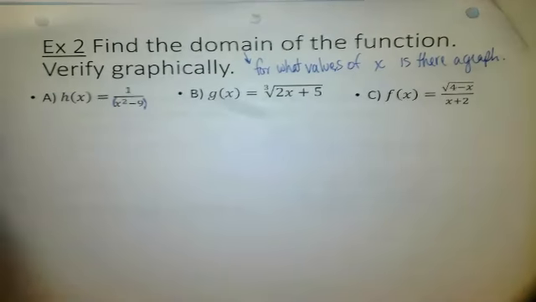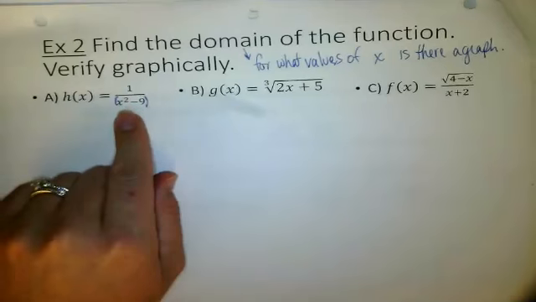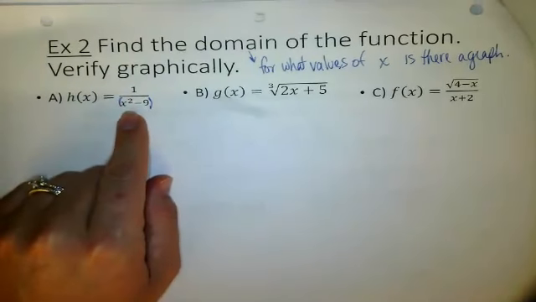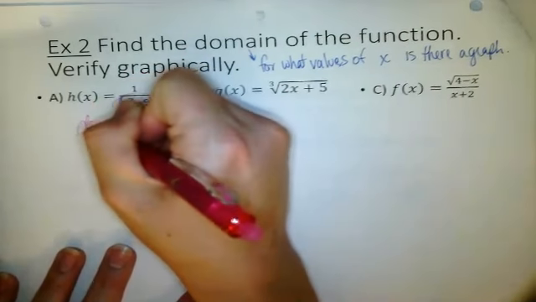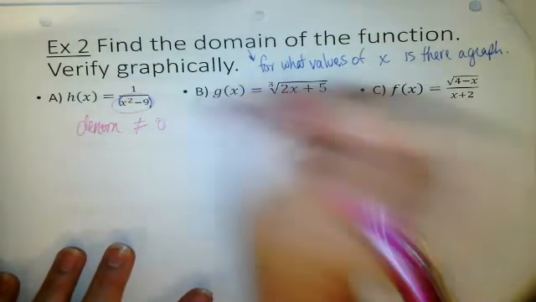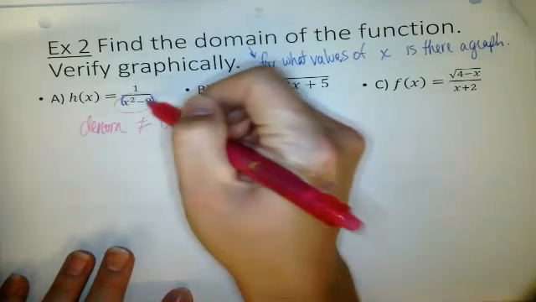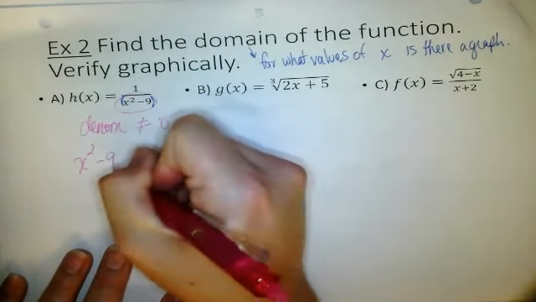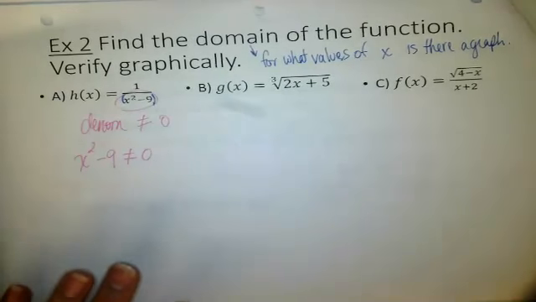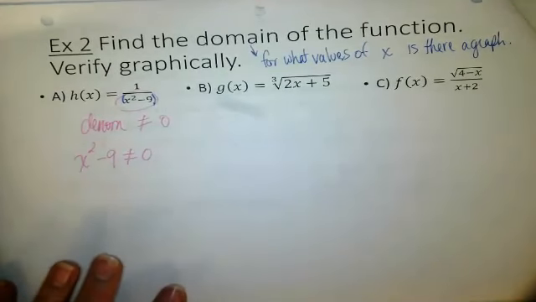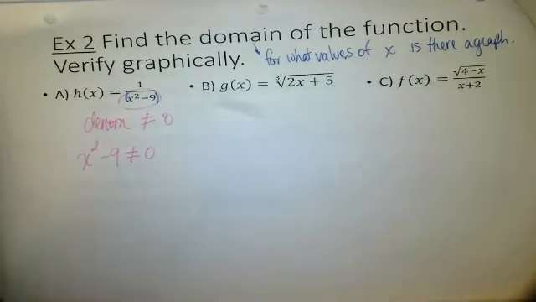So where does that come from? What do we know about rational fractions? Denominators cannot equal 0. So I'm going to take my denominator and say x squared minus 9 is not allowed to equal 0. So what can we do?